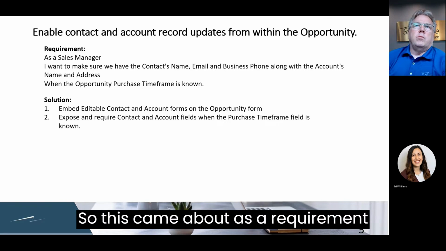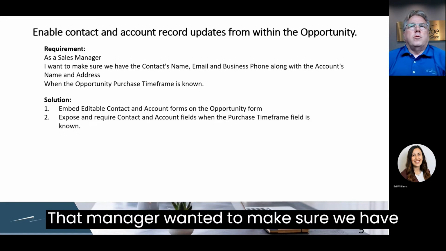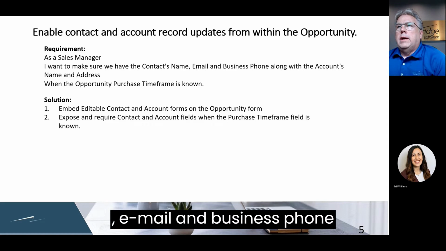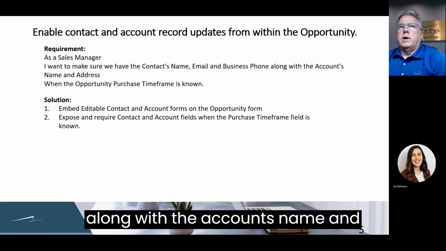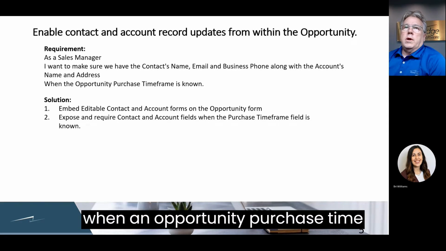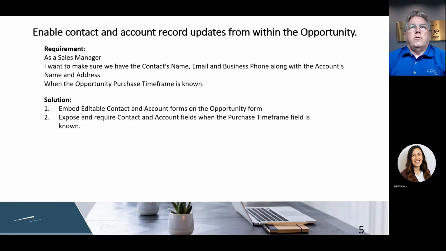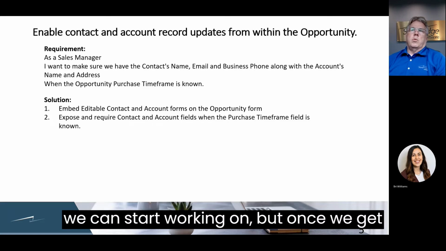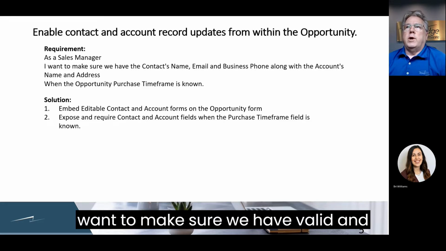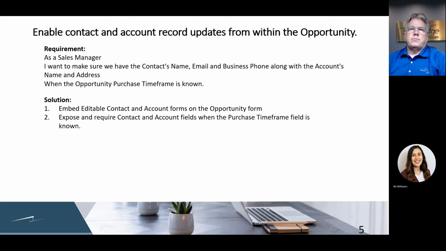So this came about as a requirement from a sales manager. That manager wanted to make sure we have the contact's name, email, and business phone along with the account's name and address, specifically when an opportunity purchase time frame is known. So this manager feels like, okay, we can get opportunities, we can start working on them, but once we get a time frame for a purchase, we want to make sure we have valid and usable contact information going forward.